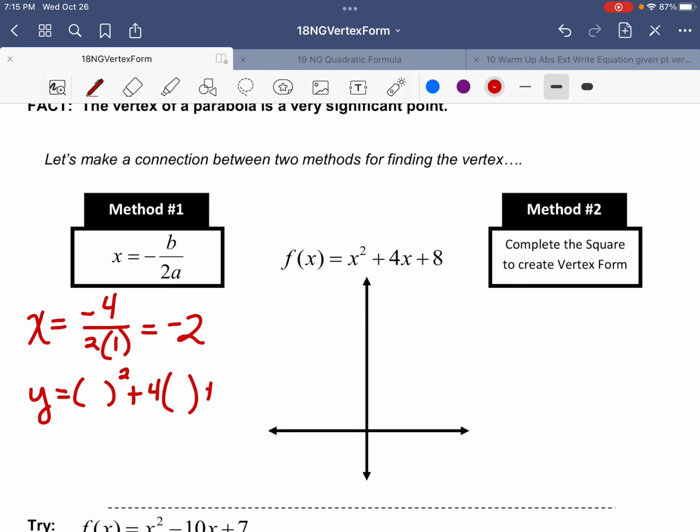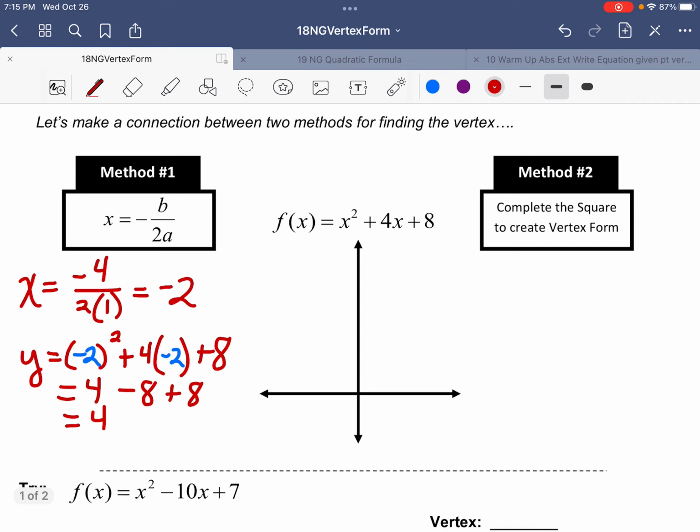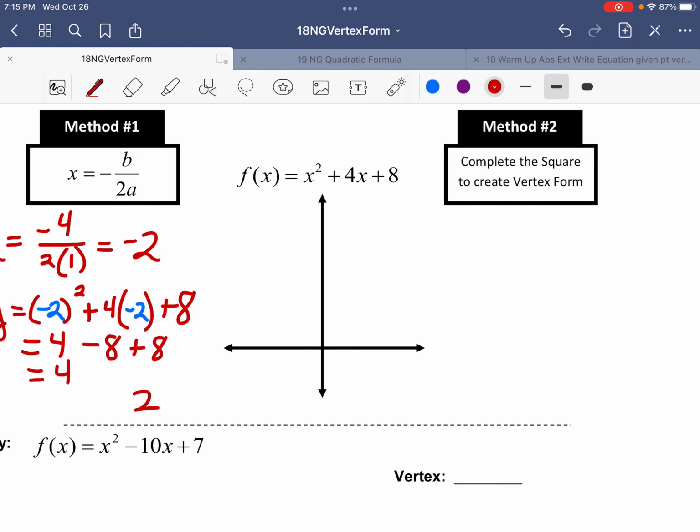Here's the part that's a little bit more of a pain, trying to find the y value. Of course, y values always come from plugging in x values, so I'm going to plug in negative 2 back into this original equation. Got to do the math carefully. If you do it carefully, you end up getting 4, negative 8, and plus 8, so okay, it's not too bad, it just comes out to be 4. The point negative 2, 4. Now, that should be our vertex.